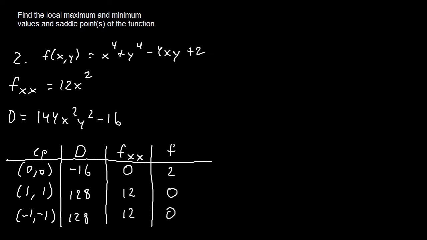Now, evaluating the chart that we created here, let's first start out with the critical point of 0, 0. So the value of D here is negative 16, so negative 16 is obviously going to be less than 0. Now, we know immediately whenever the D value is less than 0, this is going to be a saddle point. So here, at the critical point of 0, 0, this is going to be a saddle point.